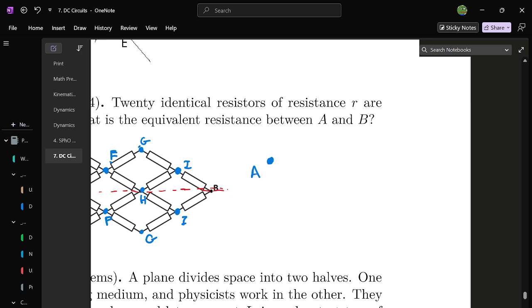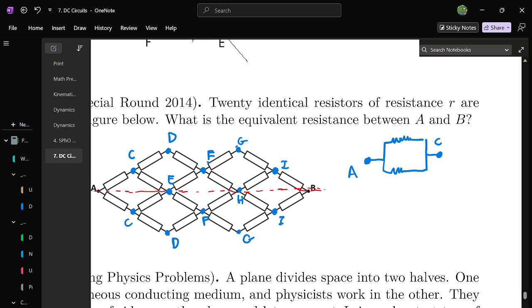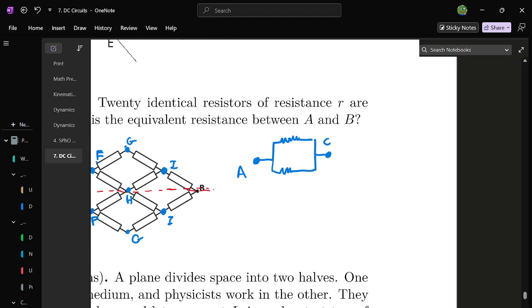I usually just start by drawing one point here. The leftmost point is A, so I just draw it here. Now, A is connected to C by 2 resistors in parallel, so you have this. I will just not write the resistances because all of them are the same. So this is the start of your circuit. Now, C is connected to D by 2 resistances also, so you can also write this.